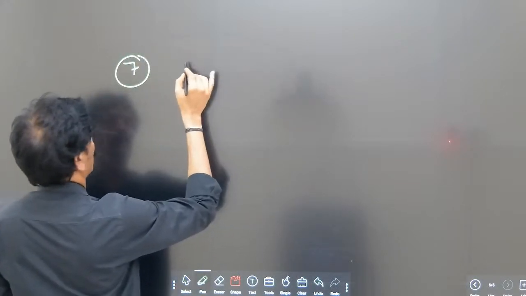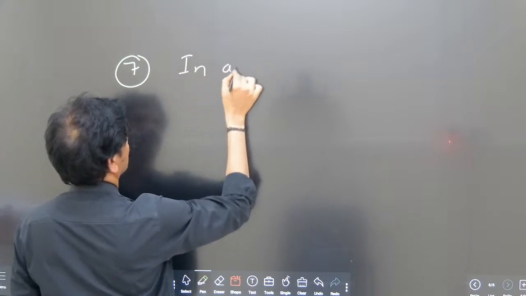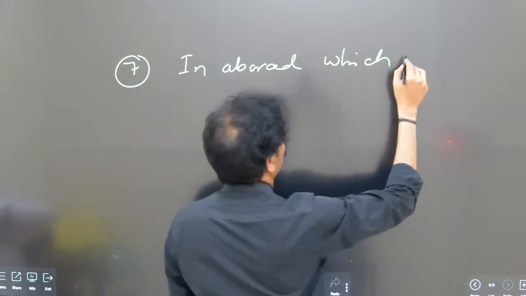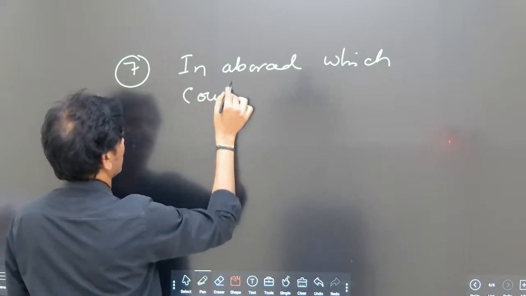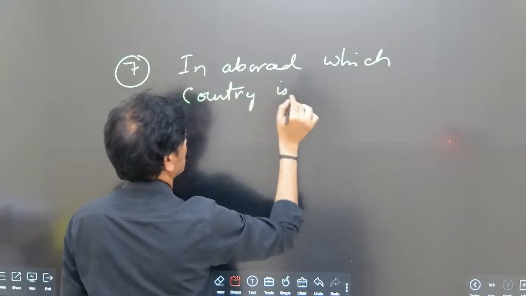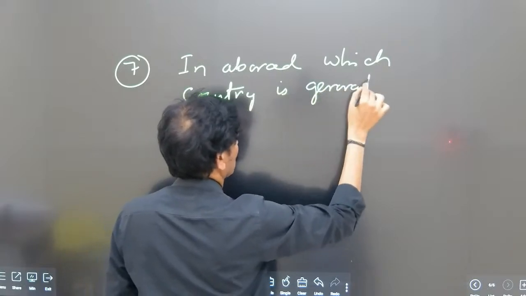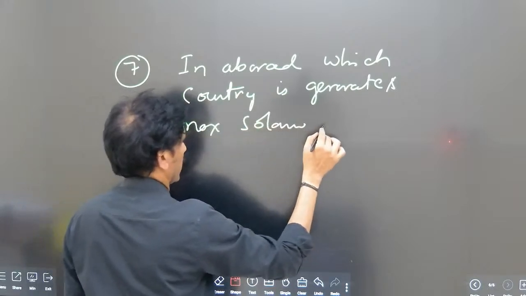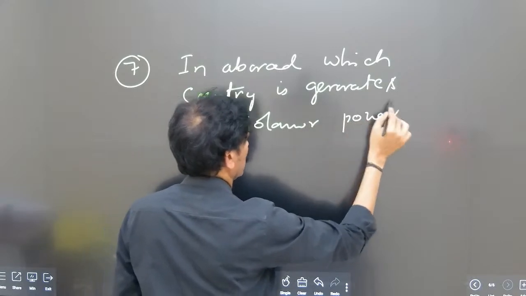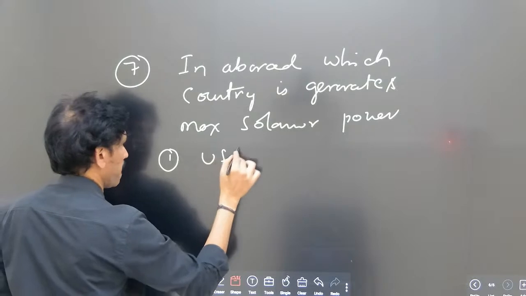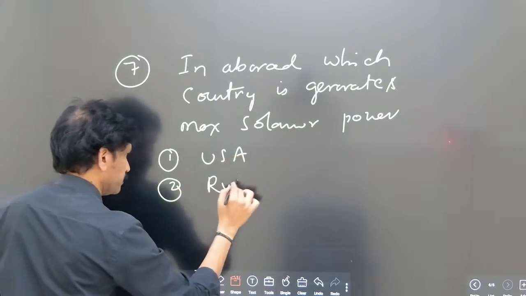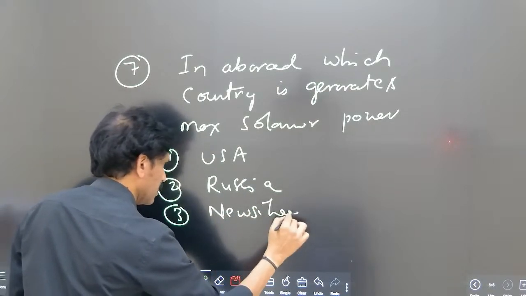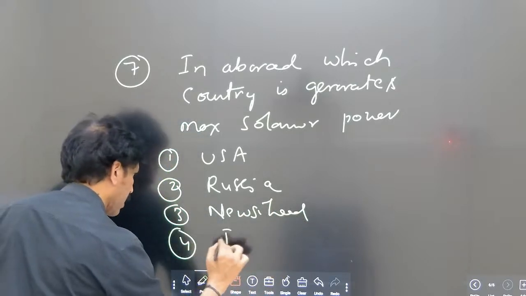Okay. In abroad, which of the following, which country generates the maximum solar power? Number first one, USA, Russia, third one is New Zealand, fourth one is India.